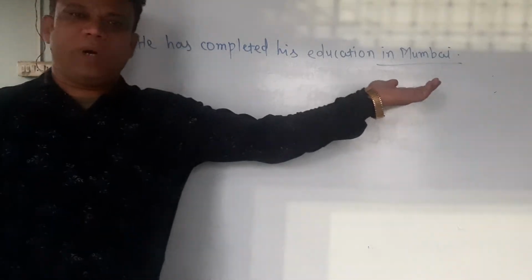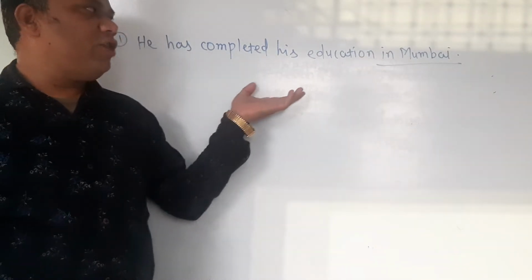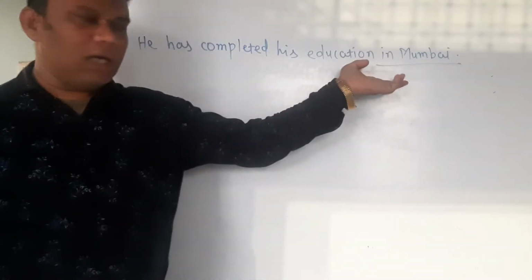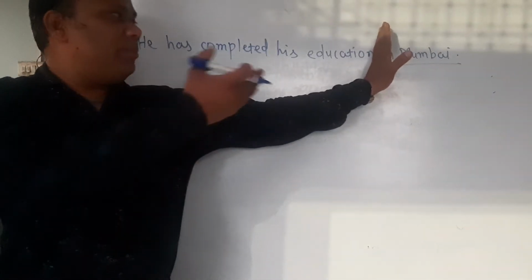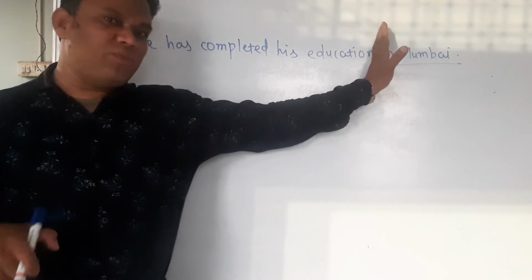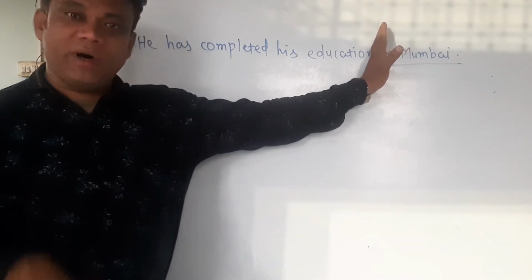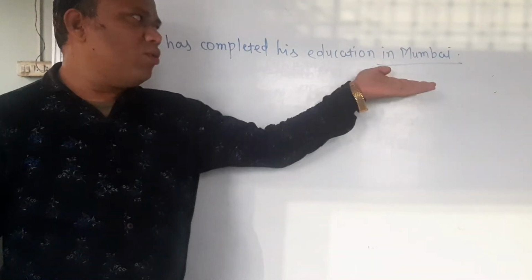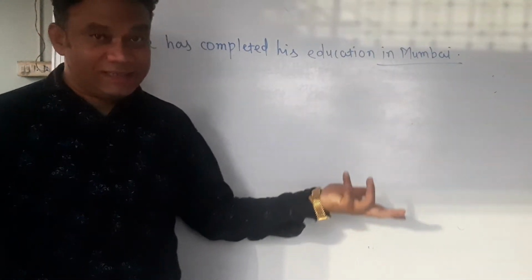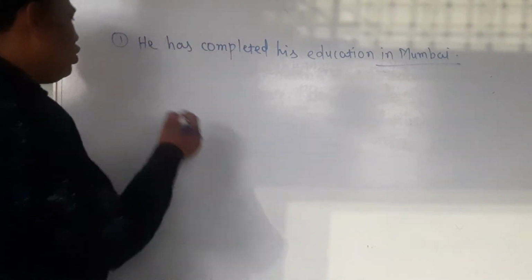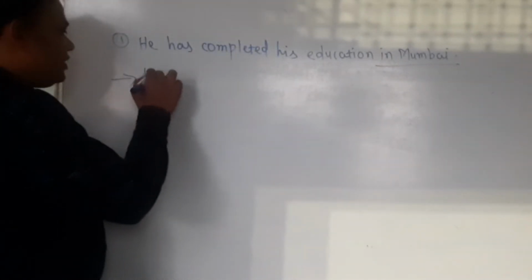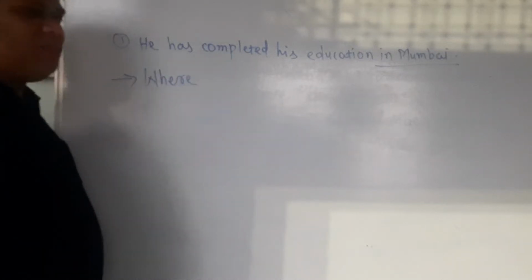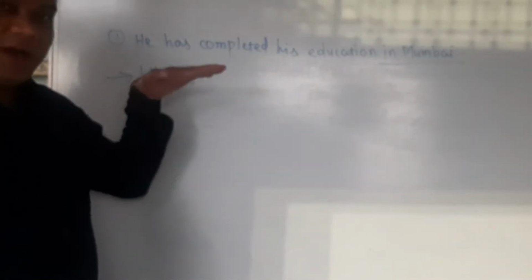Now here the underlined part is in Mumbai. In this way you will find that some part of the sentence is underlined. Now on the remaining part of the sentence we have to make such a question that the answer of our question should come in Mumbai. If we want to bring the answer in Mumbai, then obviously we have to ask the question of where. So as per the structure of the sentence, first of all we have to use the WH word where.